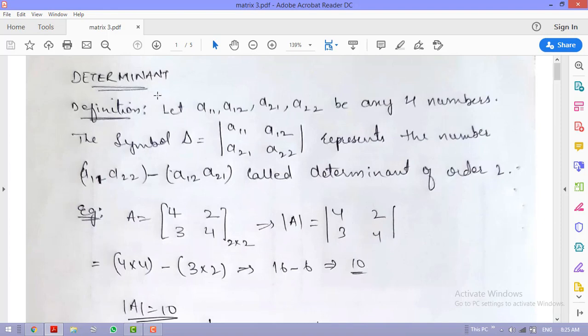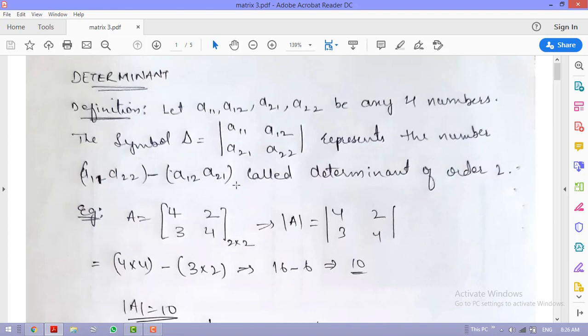Apart from these definitions that I just gave you, let us see what definition is written over here. Let A11, A12, A21 and A22 be four numbers, then the symbol delta equal to the determinant of A11, A12, A21, A22 represents the number A11 into A22 minus A12 into A21, called the determinant of a 2 by 2 matrix. So let us see an example for it.